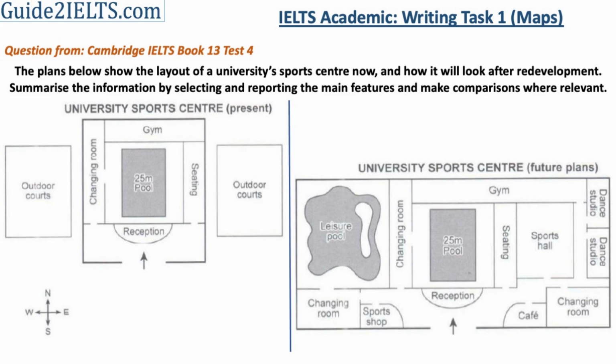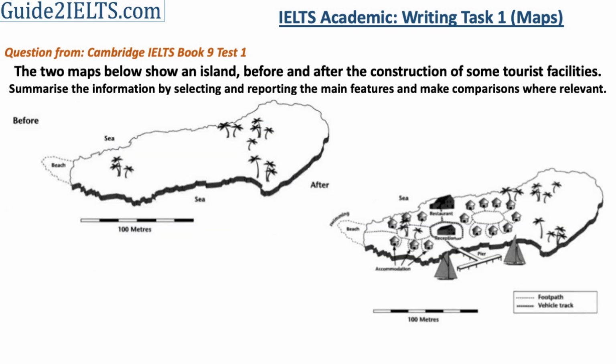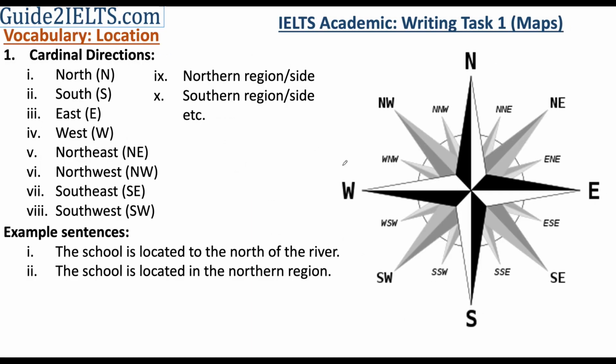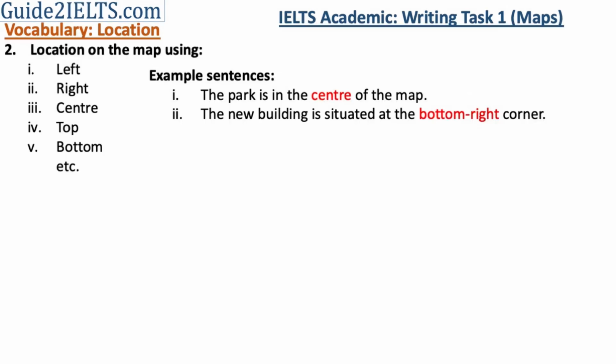Sometimes the map will have directions indicated in one corner, but even if they are not there, you can use these directions in your writing. If you're confused between west and east, remember the word WE. West is on the left side and east is on the right side.